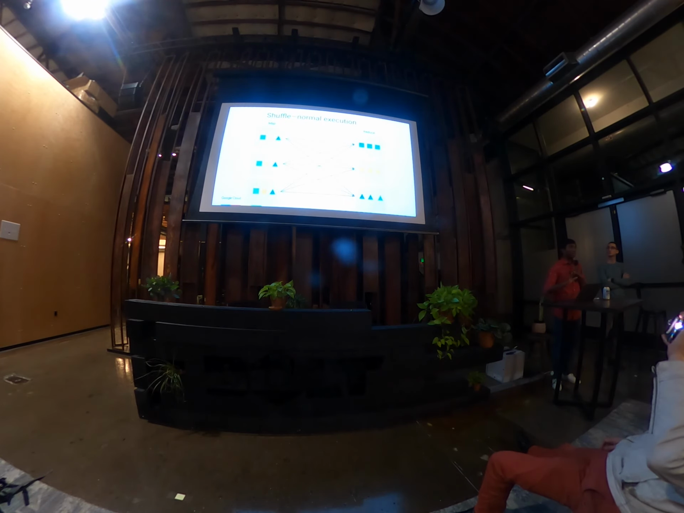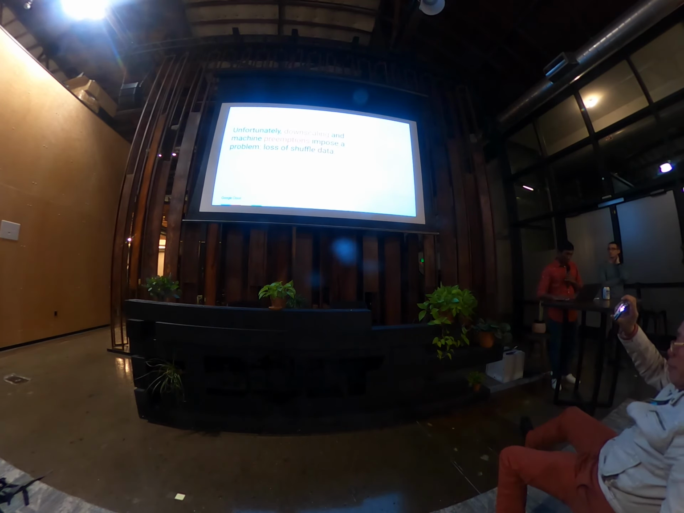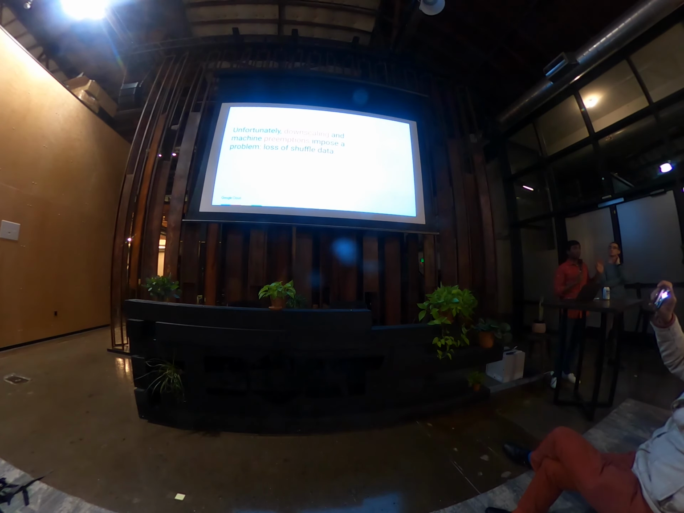To be clear, when mappers write their shuffle data, they write it to their own local disks. So there are two problems. When Ben was talking about preemptable VMs, a VM can get preempted at any time, and actually GCE guarantees it will be preempted within 24 hours. So you're taking a bet that that VM is going to be up for the runtime of your job, because if it gets preempted, you've lost that shuffle data.